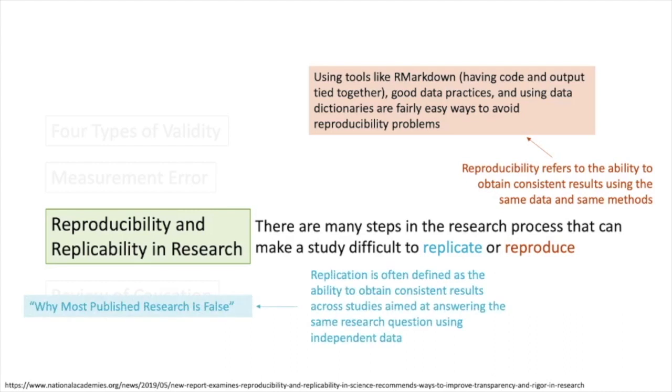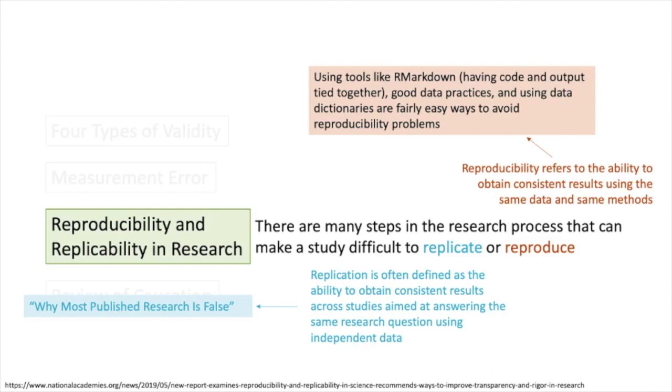When it comes to replicability or replication, this is often defined as the ability to obtain consistent results across studies aimed at answering the same research questions using independent data. So they go out and collect their own data, and with their own data, they're trying to answer the same research question. And replication would say that we're able to get the same conclusion. It may not be the exact same values, but we should arrive at the same conclusion. So reproducibility and replicability.